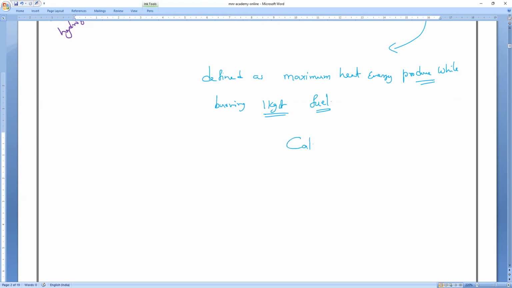So what is the unit of calorific value? The calorific value unit is kilojoule, a unit of energy. Note it. We studied it in electricity, in physics. Do you remember, everybody? Joules, kilojoules. So kilojoules per kilogram, that is the unit of calorific value. Note it. They will definitely ask questions based on calorific value also.